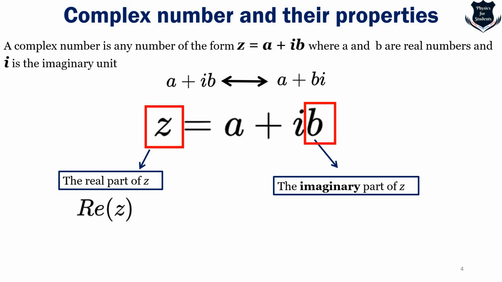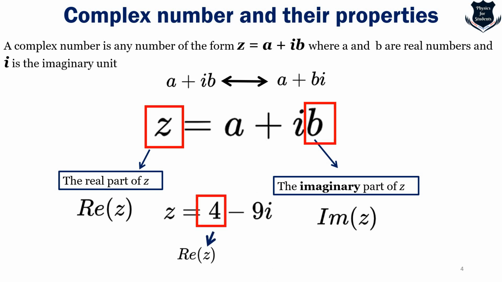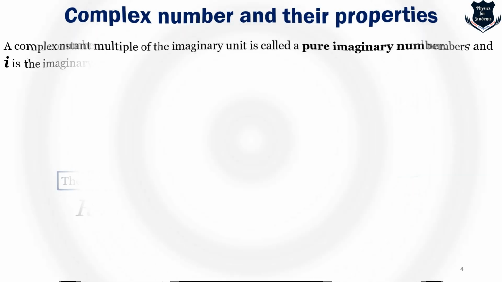This is abbreviated as Re z and Im z. Most of the books use this type of abbreviation just to make you understand that this is the real part and this is the imaginary part. So if I take an example, z = 4 - 9i, then 4 is the real part and 9 is the imaginary part.